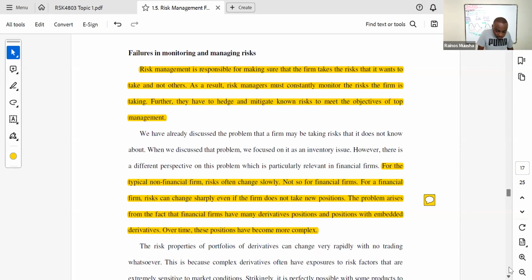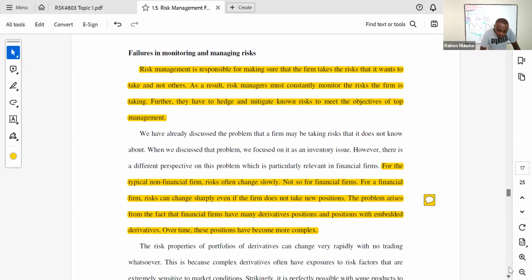So for the typical non-financial firm, risks often change slowly. For example, a manufacturing company, right? They are not necessarily involved in the day-to-day. They don't expose themselves to financial instruments on a day-to-day basis because they are more concerned with what? Manufacturing of goods, right? Or, for example, if you're a farmer, you see that your risks don't change that rapidly when you're comparing a non-financial firm like that to a financial firm.